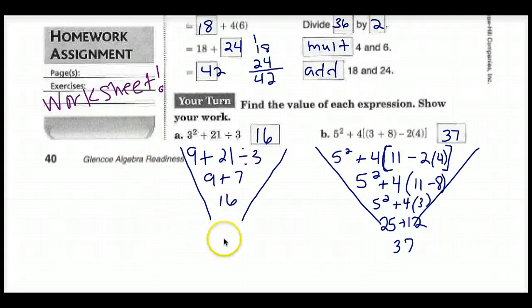Okay, so here's the answers to the your turns, again with all the work, because I want you to know that these are the steps that you need to take to solve each of these problems. Notice over here we worked from the inside all the way out, and your answer being 16 for A and 37 for B.